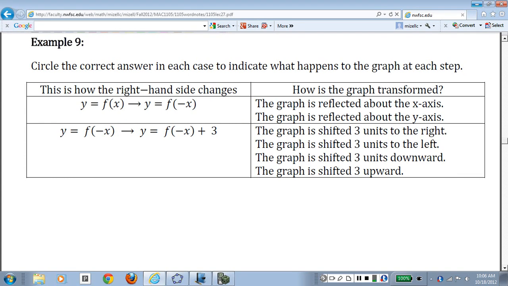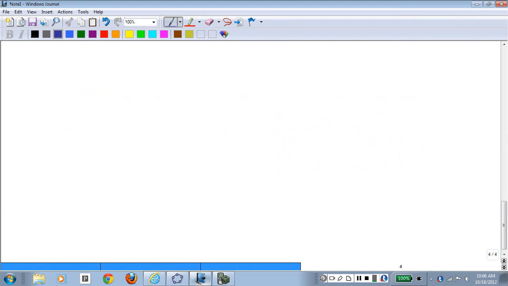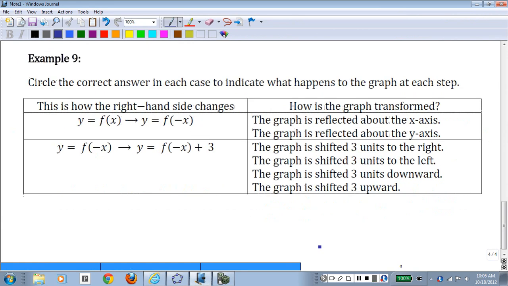Negative x has been substituted for x, and when that happens, what kind of reflection does it result in? Changes the signs of all the x coordinates. Positive x's become negative, negative x's become positive. What do you think? It's a y-axis reflection. Y-axis reflection when negative x is substituted for x.